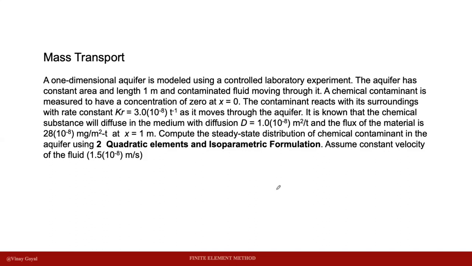So the essential boundary condition is related with the primary variable, which is theta, which I said is the variation of concentration of the dilute material. And the natural boundary condition is related with the variation of theta, which is related with the diffusion in the differential equation. So let's compute the steady state distribution of the chemical contaminant in the aquifer using two quadratic elements and isoparametric formulation. We're going to assume that the velocity of the fluid is constant.